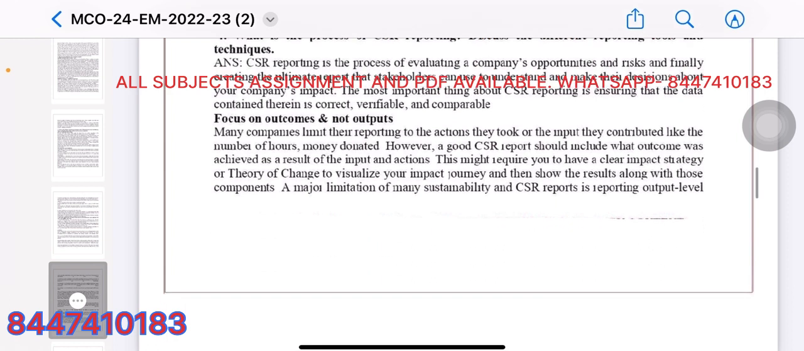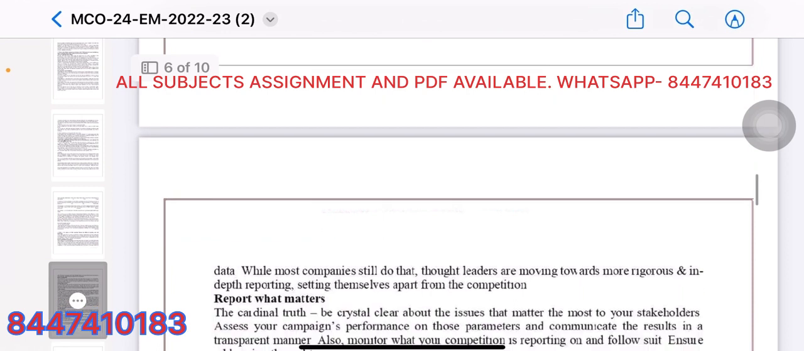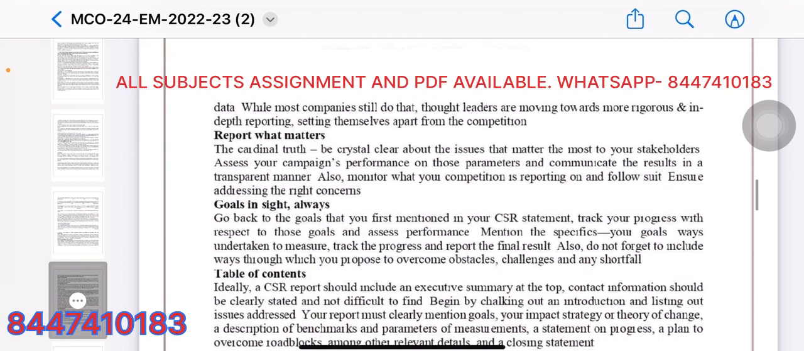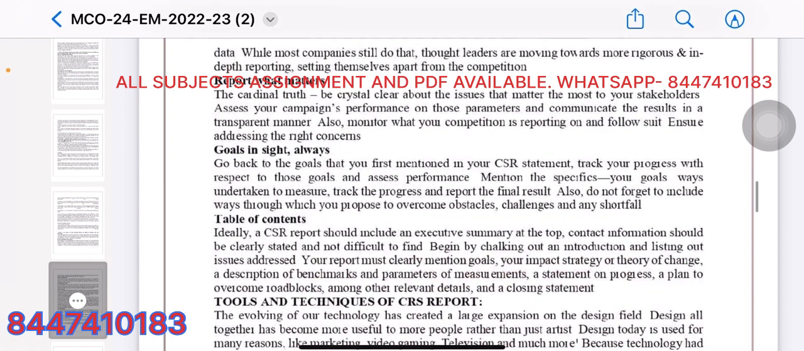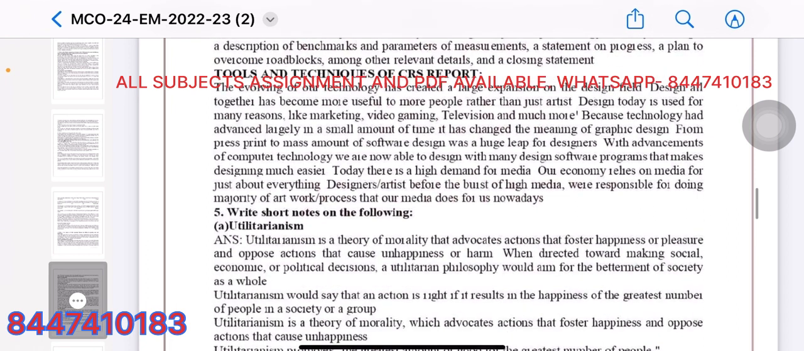A major limitation of many sustainability and CSR reporting is output level data. While some companies still do that, thought leaders are moving towards more rigorous and in-depth reporting, setting themselves apart from the competition. Reporters, what matters, goals in sight, always table of contents, tools and techniques of CSR reports.